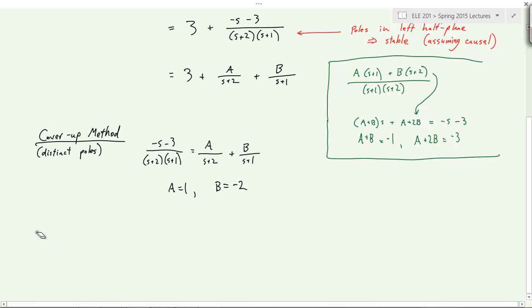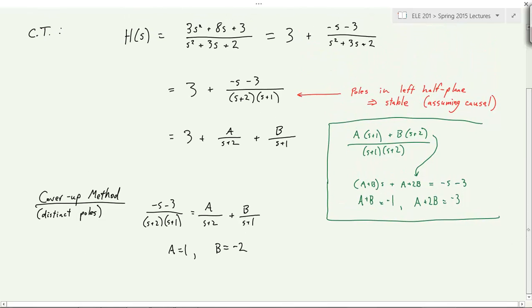Well, actually, let's finish off this inverse. Okay, so now we have values of A and B. So we can say H of s equals 3 plus, what do we have? 1 over s plus 2 minus 2 over s plus 1.